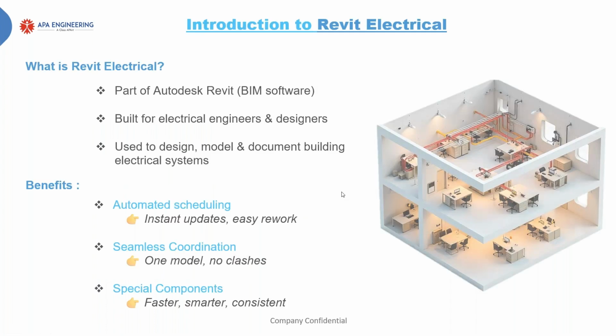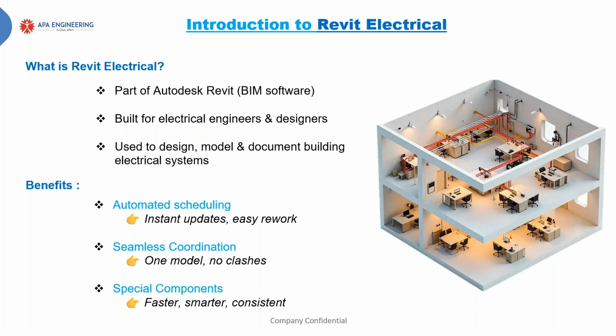So now, what is Revit Electrical? Revit Electrical is a part of Autodesk Revit software, which is basically a building information modeling software. This is used predominantly by electrical engineers and designers to create 3D models of electrical components like, say, light fixtures, sockets, cable trays, conduits, etc. And also to prepare 2D drawings as well as final bills of materials and schedules. So this is what Autodesk Revit Electrical does.